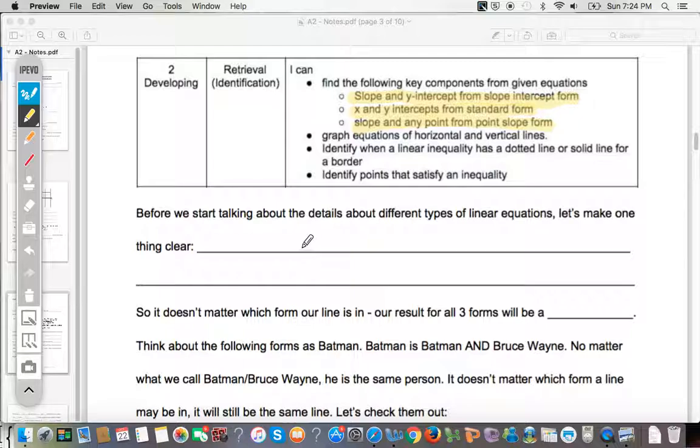You'll also know how to graph equations of horizontal and vertical lines, identify when a linear inequality has a dotted line or solid line for a border, and also identify points that satisfy an inequality. And we'll go over all of this during this video.